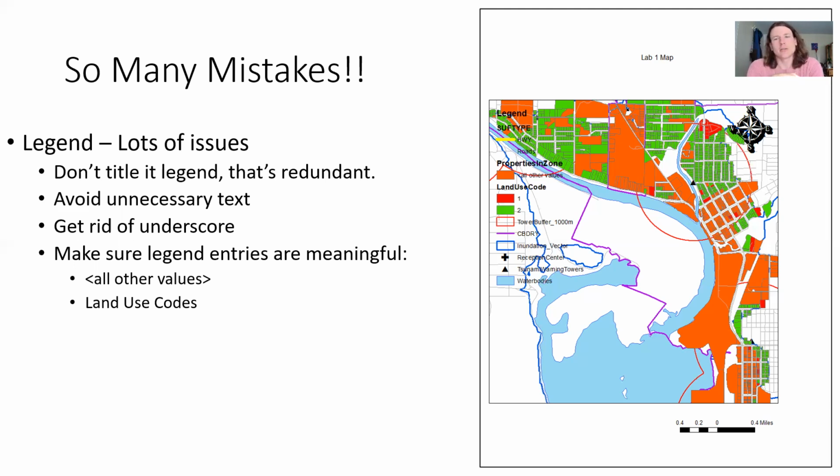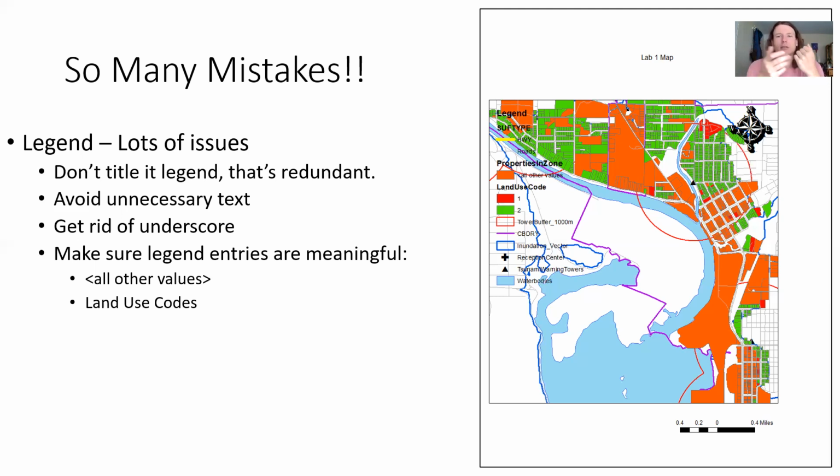Usually you want to get rid of the underscores. Again, they don't really add anything. They're just unnecessary. You want to make sure that all the legend entries are meaningful. For instance, in Lab 3, you're going to be working with some property data that has different zoning codes. You don't want to use land use code 1, land use code 2. What does that mean to the map reader? You have to give them the actual category. Is it residential or commercial or industrial, or is it a park? You want to avoid entries like, sometimes ArcGIS will default to having "all other values" within carets.